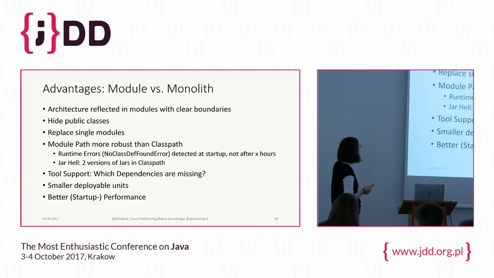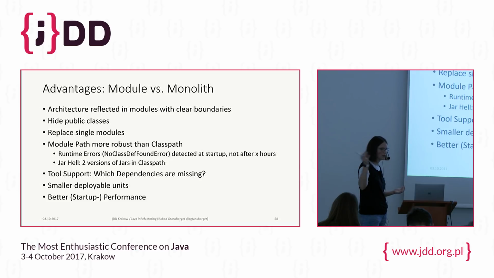The advantages of modules over a monolith is that your architecture is much better reflected in the modules with very clear boundaries. You can hide your public classes, and you can even replace some single modules, which you also had in microservices. The module path is much more robust than the class path, so on startup, it will see if all your dependencies are satisfied. So you shouldn't get that many NoClassDefFound errors after X hours into the application runtime, because then it tries to load it and doesn't find it.